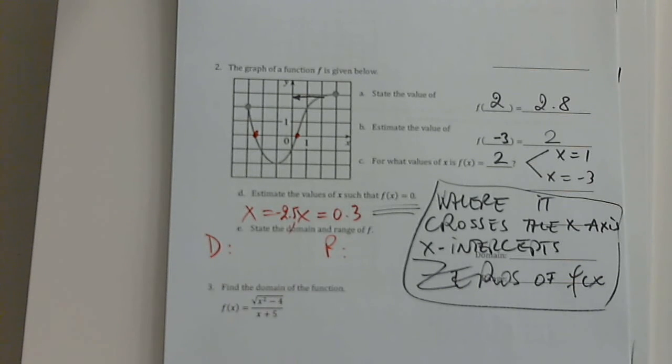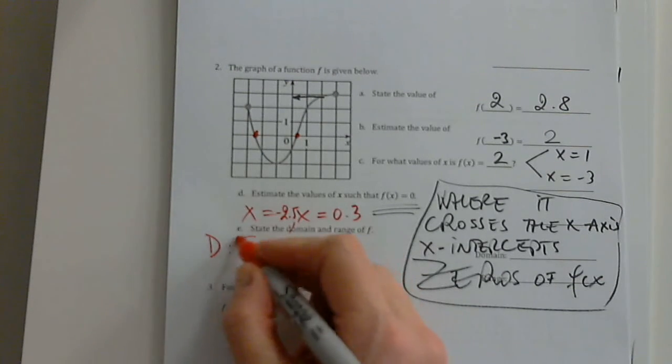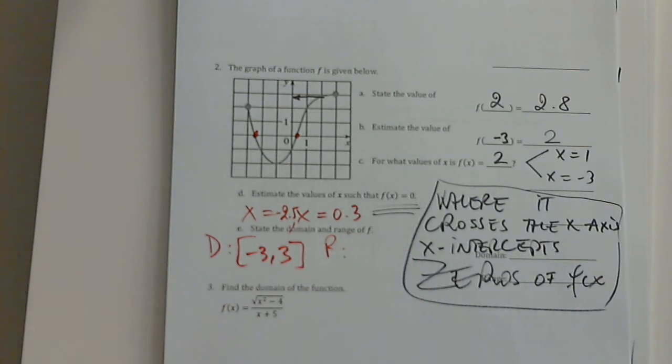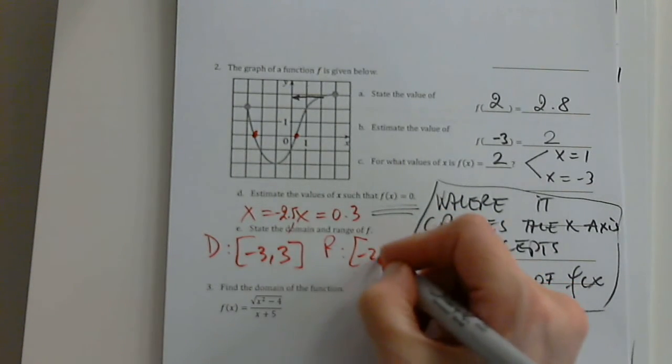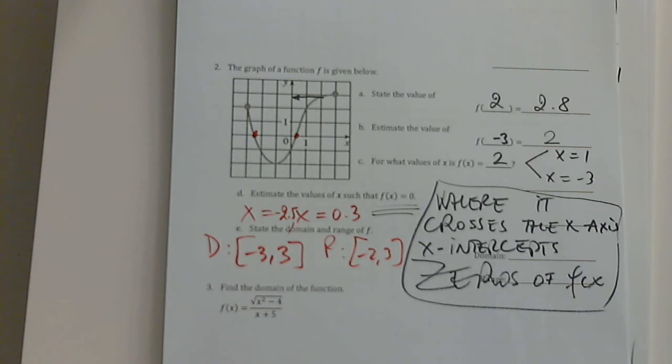Domain is x and range is y. Am I remembering that correctly? Yes, domain is on the x-axis, the range is on the y-axis. So yes, Hannah? It's bracket -3, comma 3, bracket. Perfect. Omari, you wanted to give me the range if you want? Bracket -2, 3, bracket. Excellent. Do we all agree with that? Yes. Perfect. Okay, moving on, find the domain.